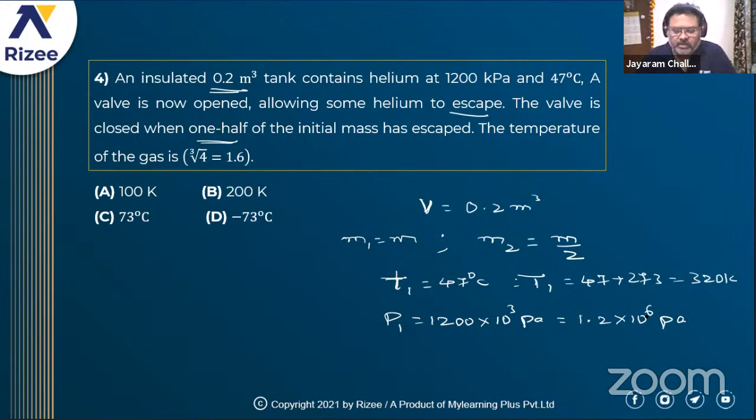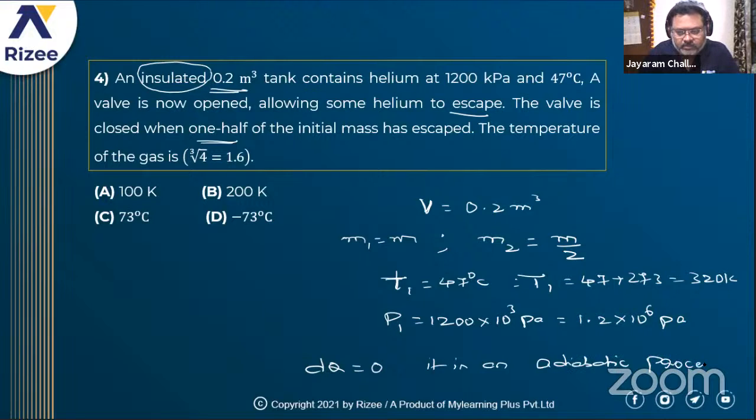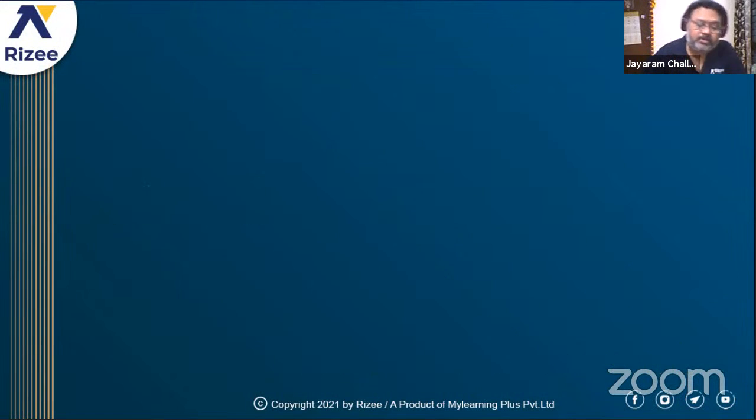Next, this is the condition. These are the information we have written. Since it's an insulated one, the change in heat, dQ, is equal to 0. That means it is an adiabatic process. Since it's an adiabatic process, the condition is dQ equal to 0.